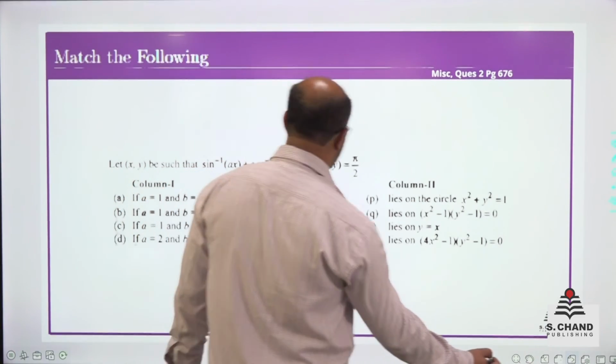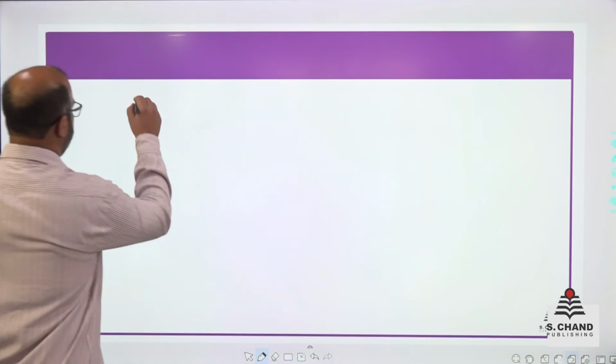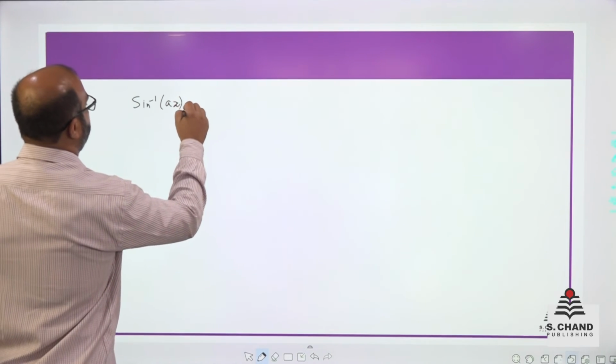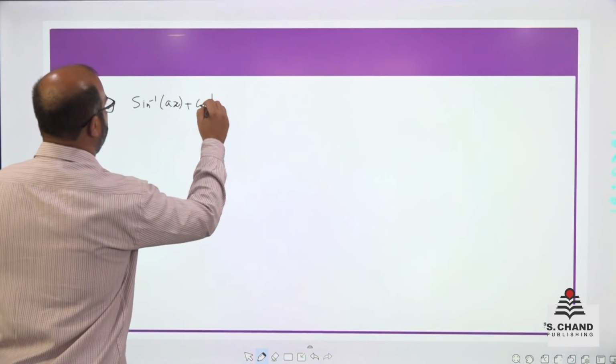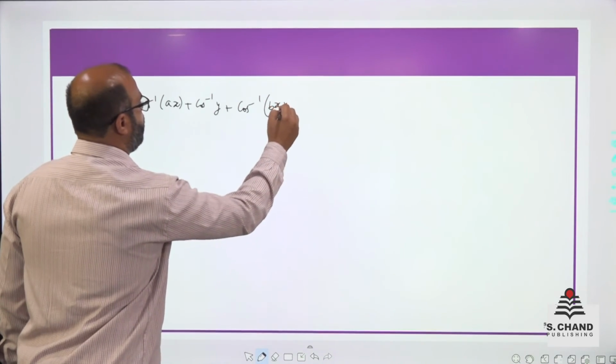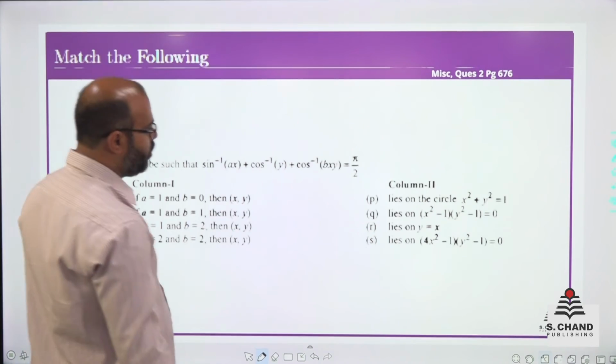Sin inverse x plus cos inverse y plus cos inverse bxy. I think this is what it was written. Yeah, is equal to pi by 2.